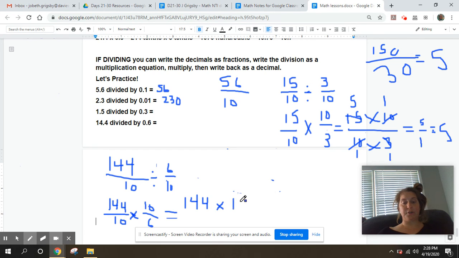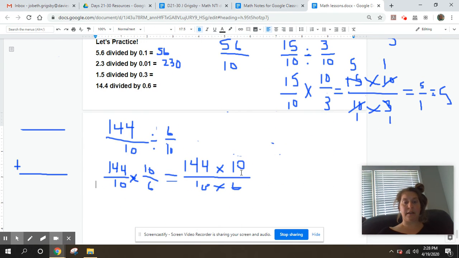So if we did 144 times 10, numerator times numerator, at least you get rid of your powers of 10. 10 times 6, I know that's not very pretty, and I'm going to scroll down just a little bit for you. And so what we're going to do is simplify. At least, if you don't know these two, that's okay, I would at least simplify your tens. 10 divided by 10 is 1, and 10 divided by 10 is 1. So now you have 144 times 1, and 1 times 6, which is 6.